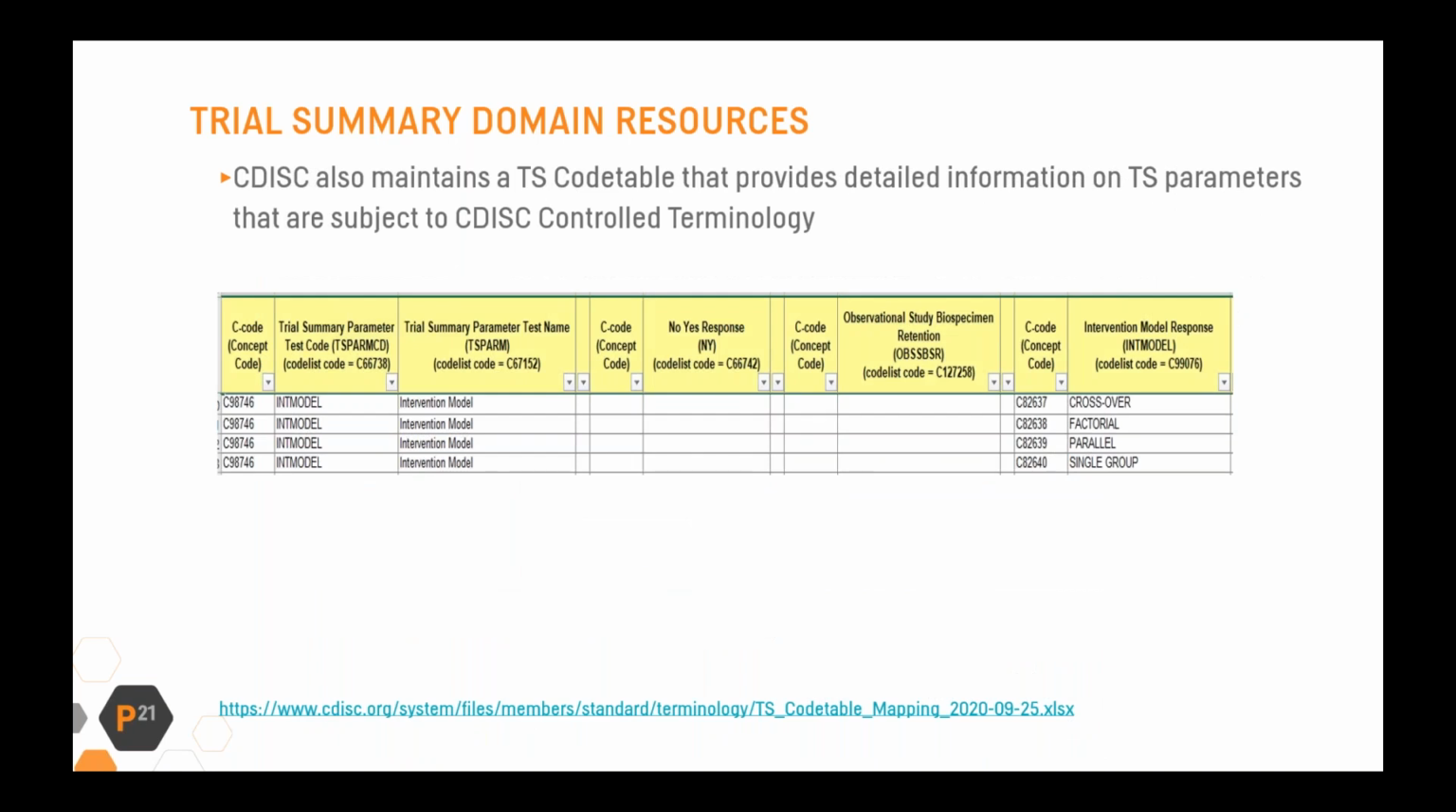Also from CDISC, they maintain a trial summary code table that provides more detailed information on the TS parameters that are subject to the CDISC controlled terminology. So in this screenshot here, we have the trial summary parameter test code for intervention model. And then off to the right here, we have the specific NCI code list that's associated and the terms that would go into TSVAL. So it's kind of like a value level representation for those parameters that are subject to CDISC controlled terminology.